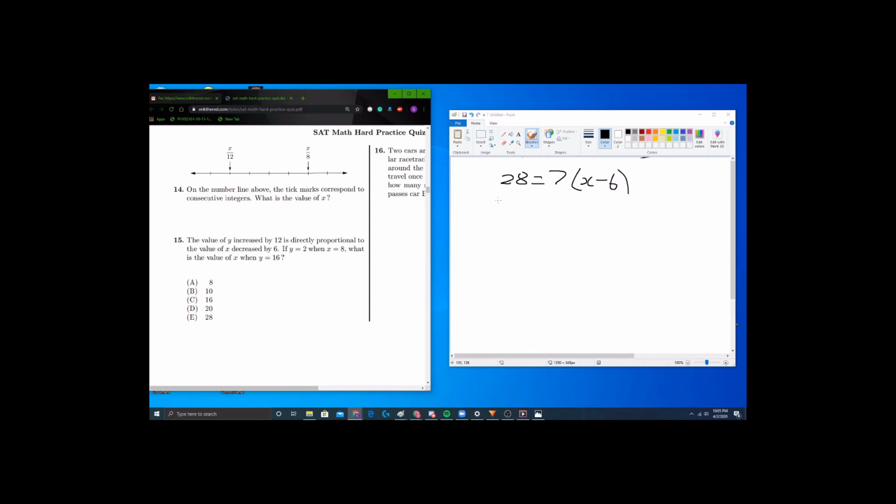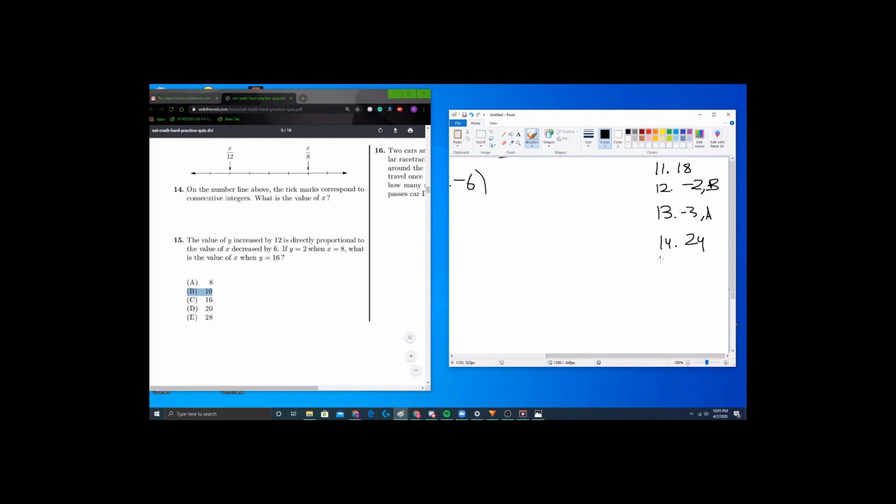So 28 is equal to 7 times x minus 6. Divide by 7. So 4 is equal to x minus 6. Add 6 to both sides. x is going to be equal to 10. So our answer is going to be 10. So 15 is going to be B. 15, B, and our answer is 10.